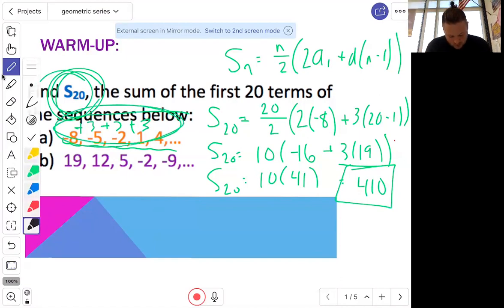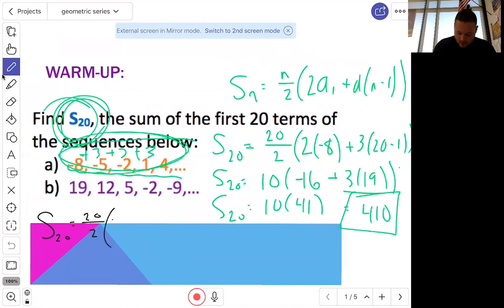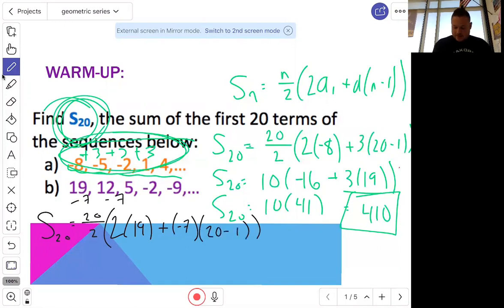Now we're going to do the next one. I'm going to use the same formula. So S, and I still have 20 terms, equals 20, which is my n value, over 2, times 2 times my first term, 19, plus my common difference. This time my common difference looks like I'm subtracting 7 every time, so I'm going to write negative 7, and then 20 minus 1, which is my n. And now I'm going to do all this.